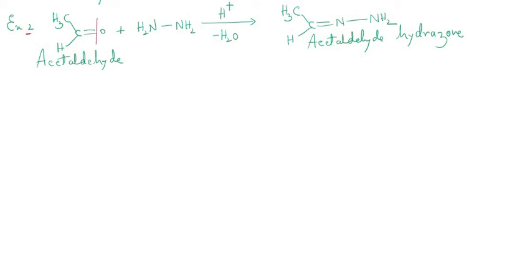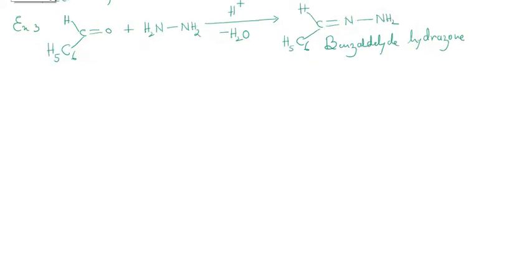Acetaldehyde, when treated with hydrazine, there is a loss of water molecule, and then we are having our product, that is acetaldehyde hydrazone. In this third example, students, here I have taken benzaldehyde, right? So when benzaldehyde is treated with hydrazine, again there is a loss of H2O molecule, and our product is nothing but called benzaldehyde hydrazone.